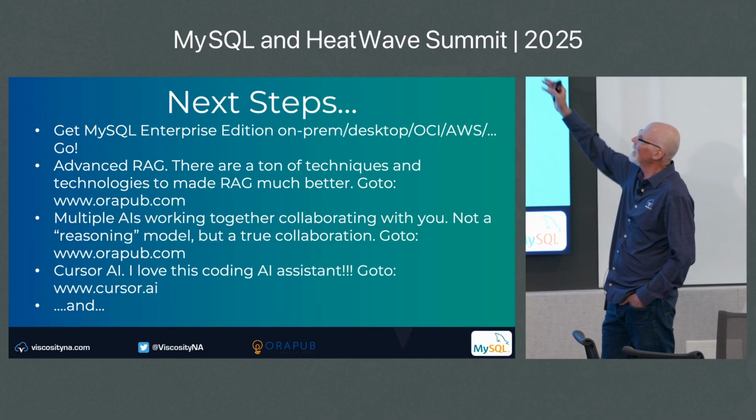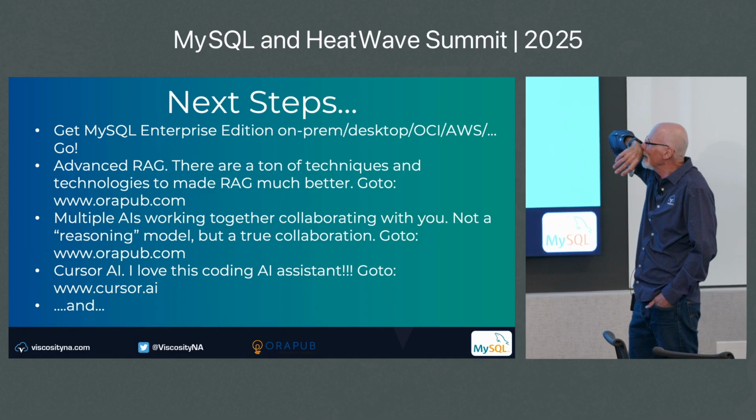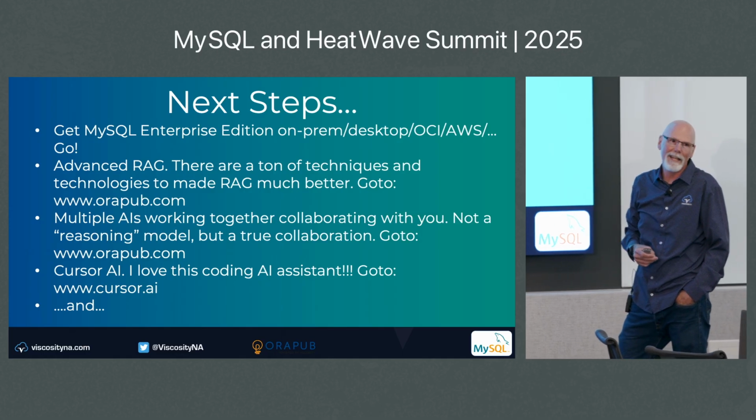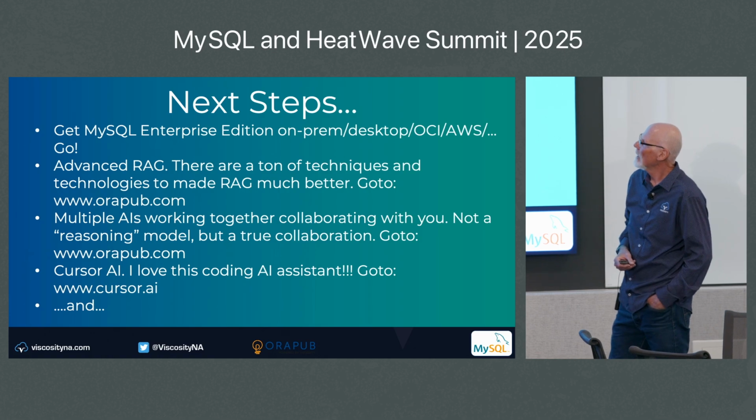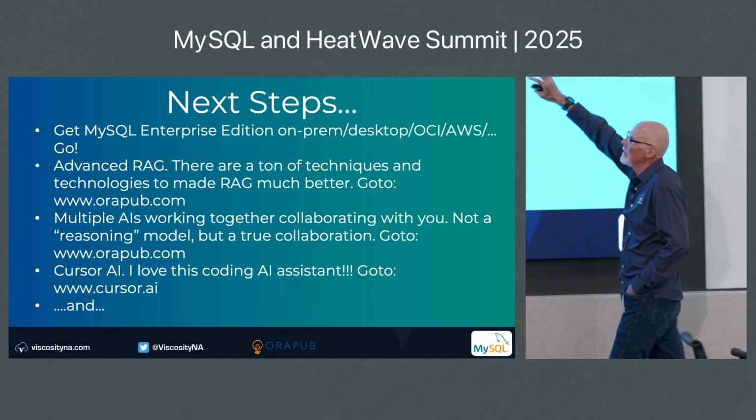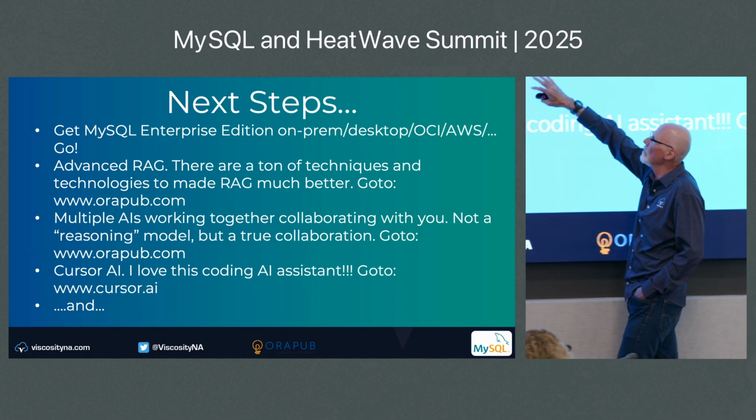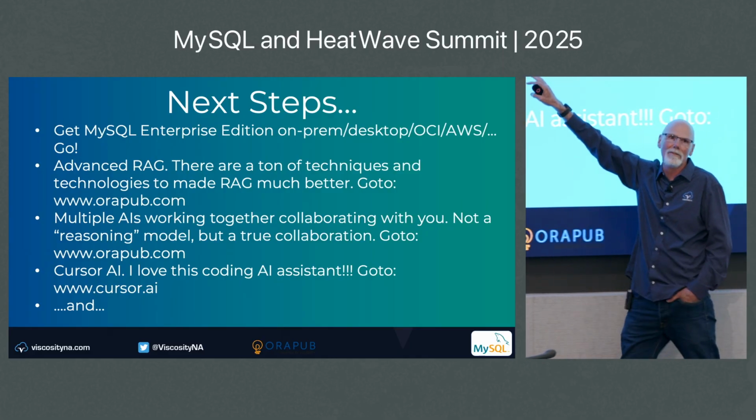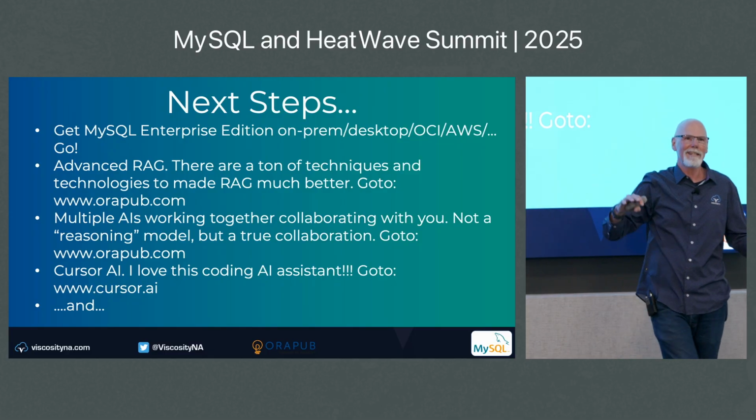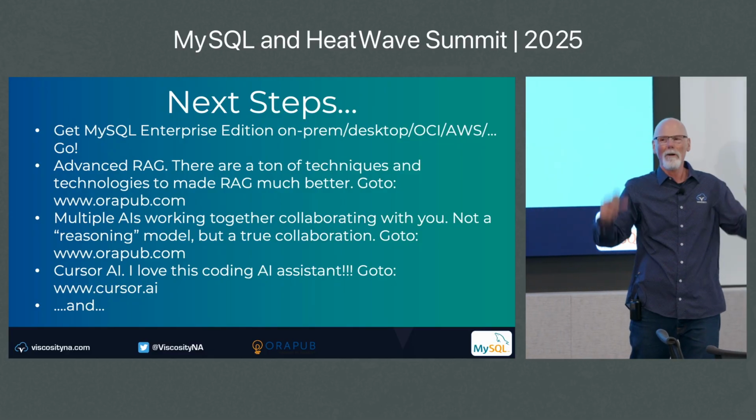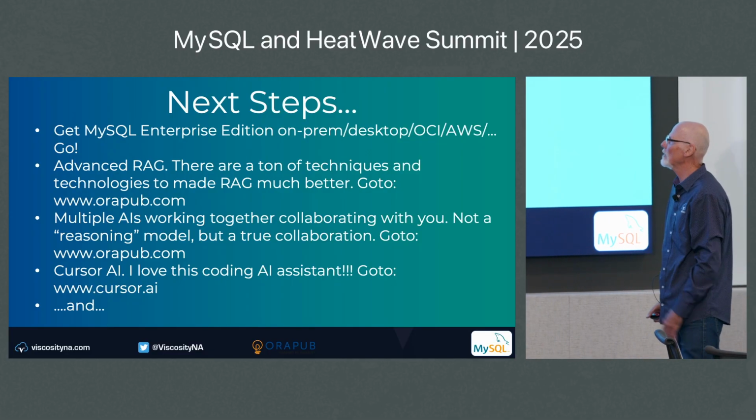Next steps, you can try it out, get on-prem. If you do the hands-on lab, it's like one wget and boom, you're good to go. As I mentioned, there's tons of other RAG stuff you can do on the ORPUB website. I did a presentation at the Utah Oracle User Group a month ago, and I covered 13 things I've done to crank up the quality of the RAG. It makes a huge difference.